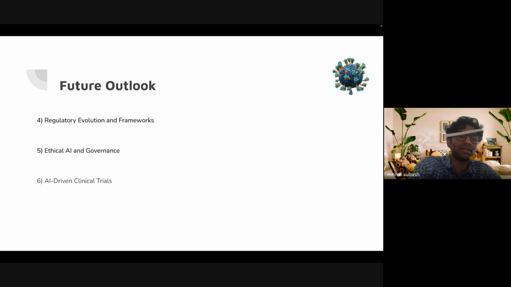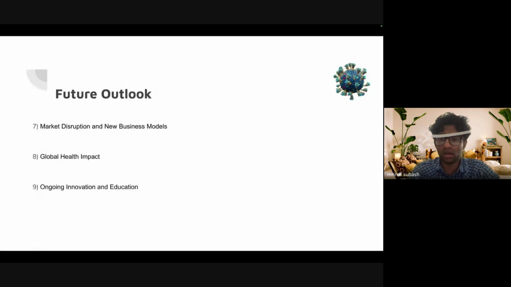Then we have market disruption and new businesses. With the advent of AI and drug repurposing, we can think of significant disruption in the traditional markets of the pharmaceutical industry. Traditional business models may evolve with a shift towards a more agile and data-driven approach to drug development and commercialization.